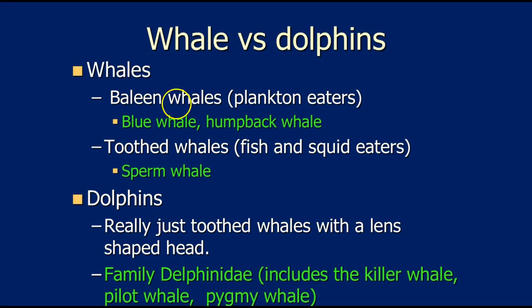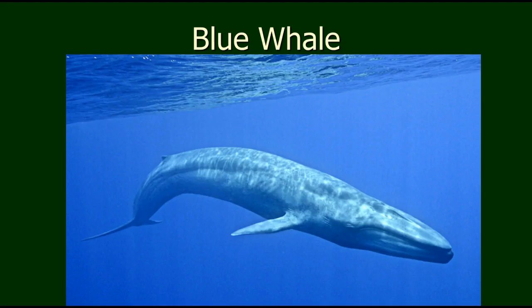I don't know when it happened, but there are some things that look a little bit different than an orca or a sperm whale, both of which have teeth, and we happen to call those things dolphins. But in reality, they're just toothed whales. That's all they are. They're just smaller toothed whales, and they have sort of this lens or dome-shaped head. As a matter of fact, killer whales and pilot whales and these pygmy whales, they all kind of belong to the same family, along with every other dolphin.